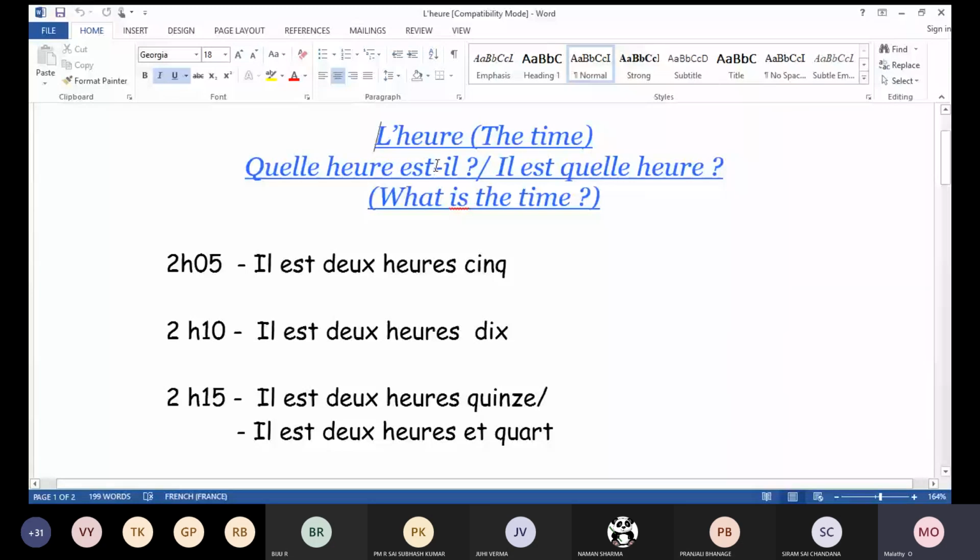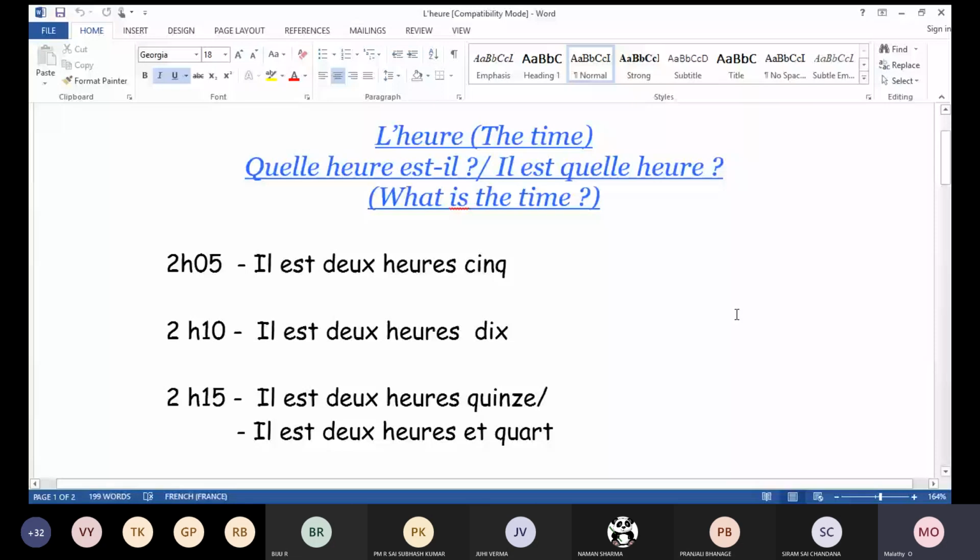Quelle heure est-il? What time is it? Or, Il est quelle heure? It is what time? So you can put the question either way. The first one would be the written form, the formal way, while the other one would be for spoken language. Fine.